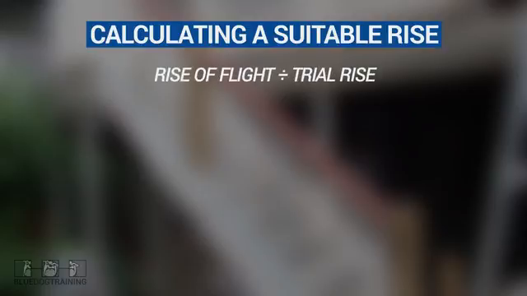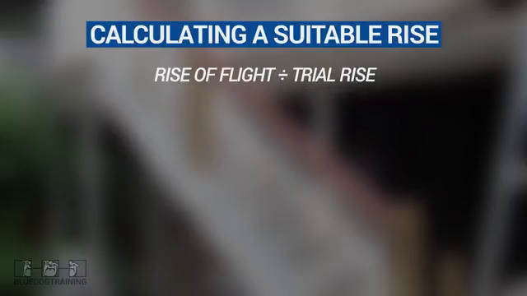To calculate a suitable rise, you need to divide the rise of flight by a trial rise. This will also help to determine how many rises are in the flight of stairs. Most builders will use a trial rise of around 170 millimeters. This example shows a rise of flight of 1,740 millimeters.